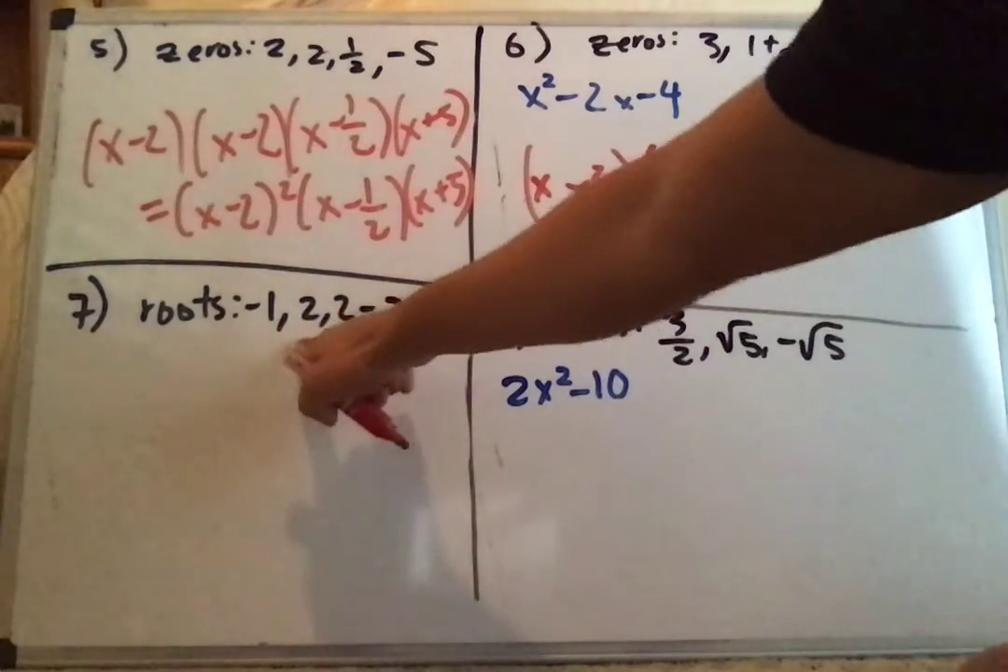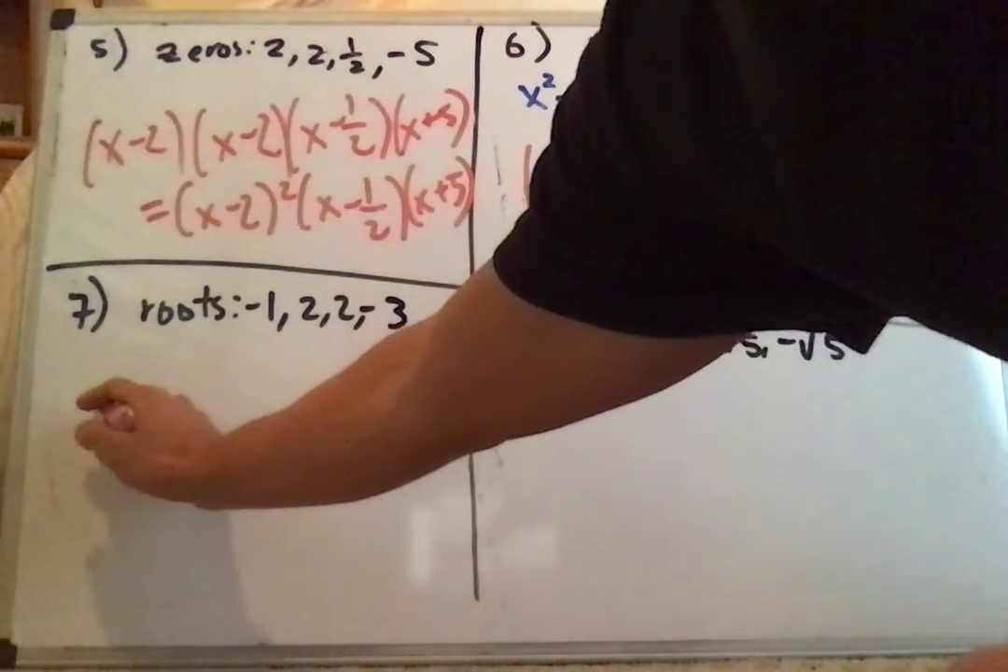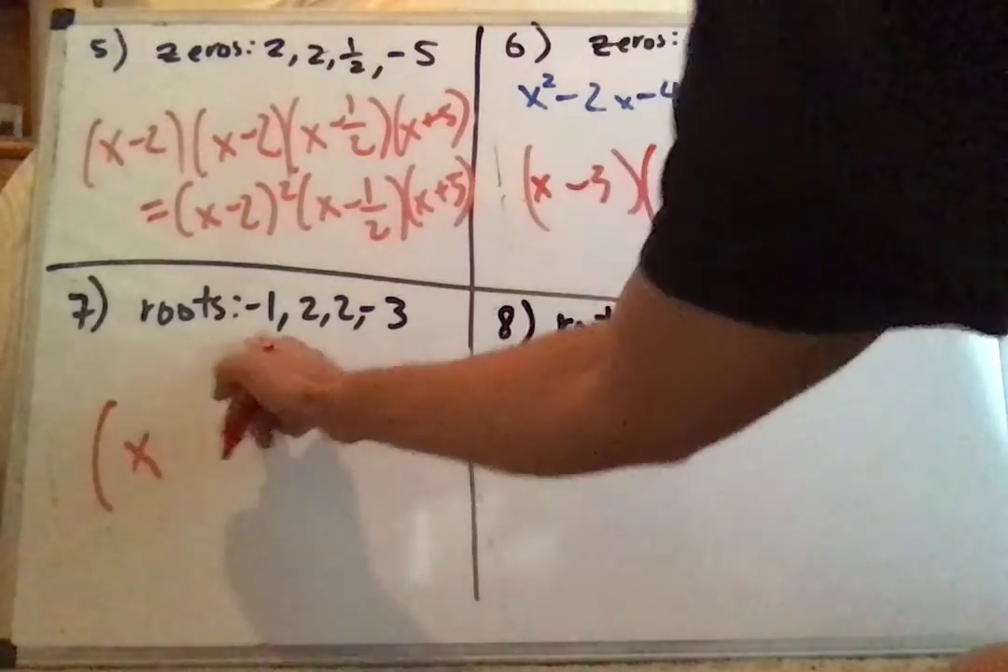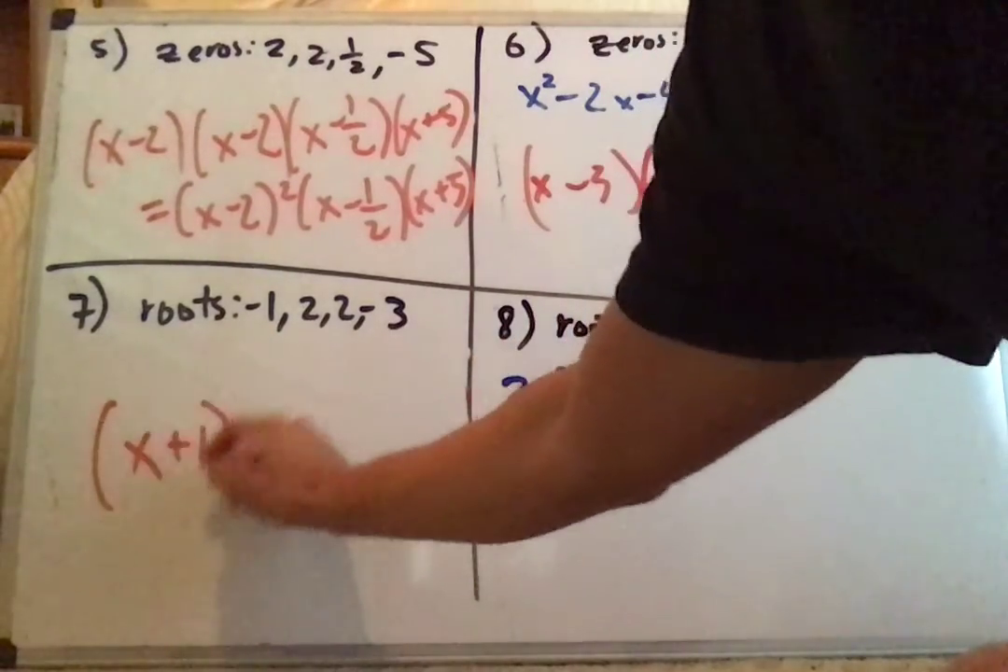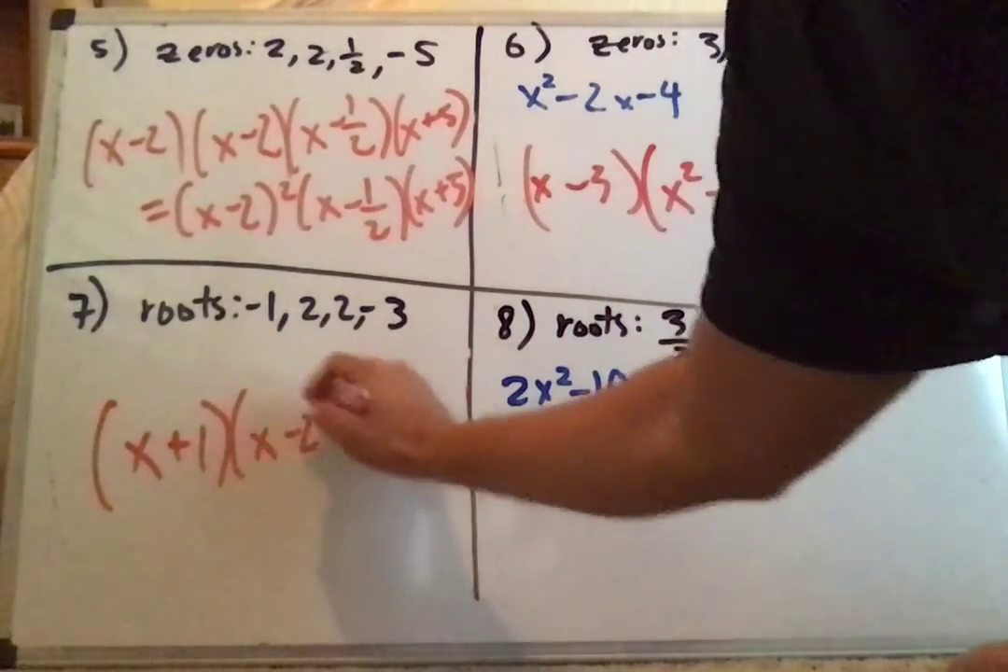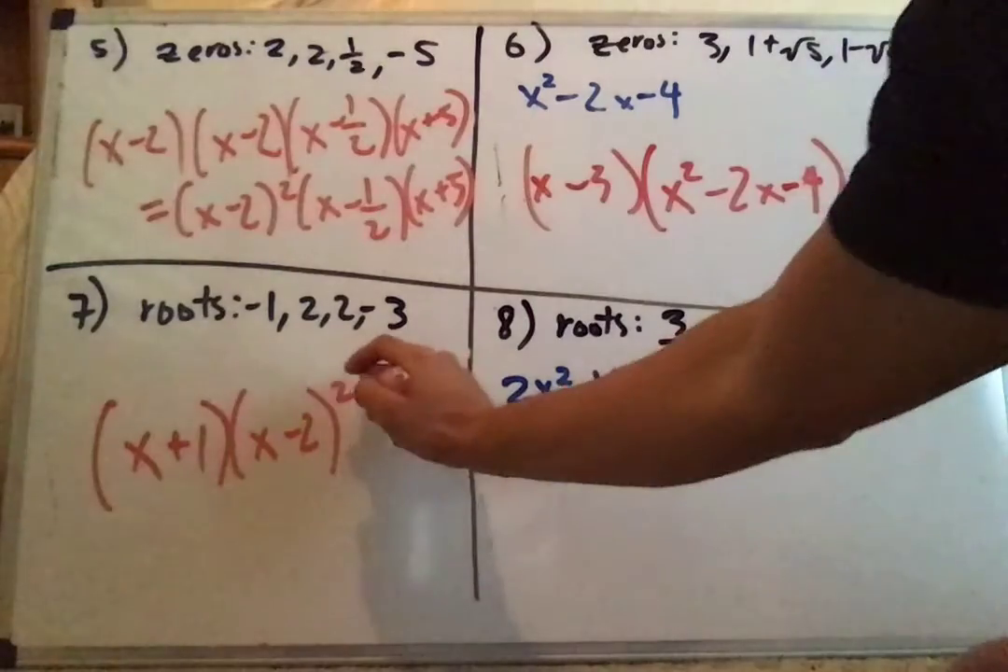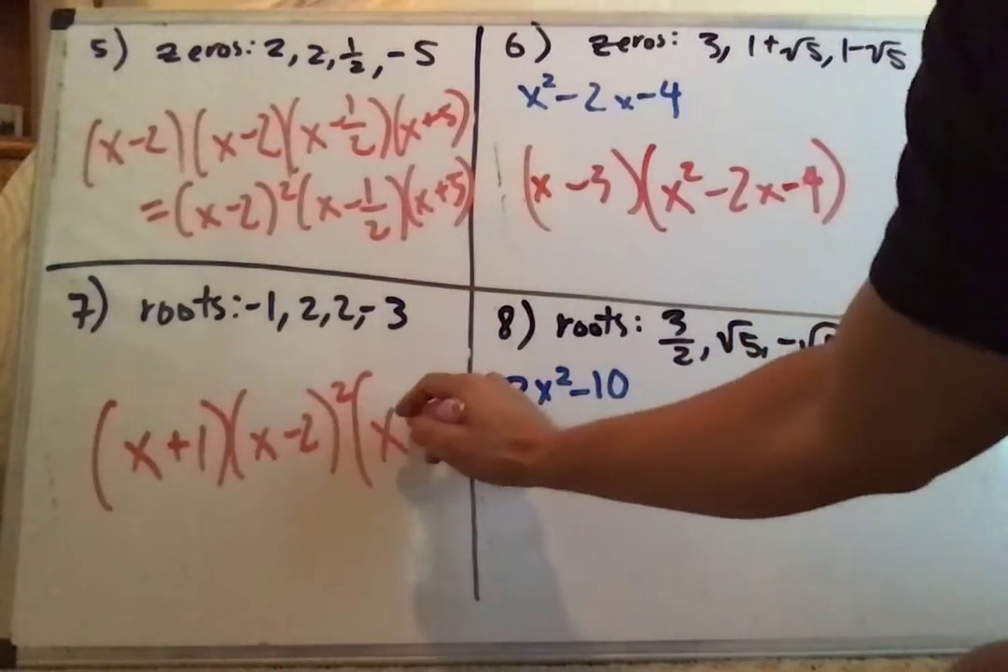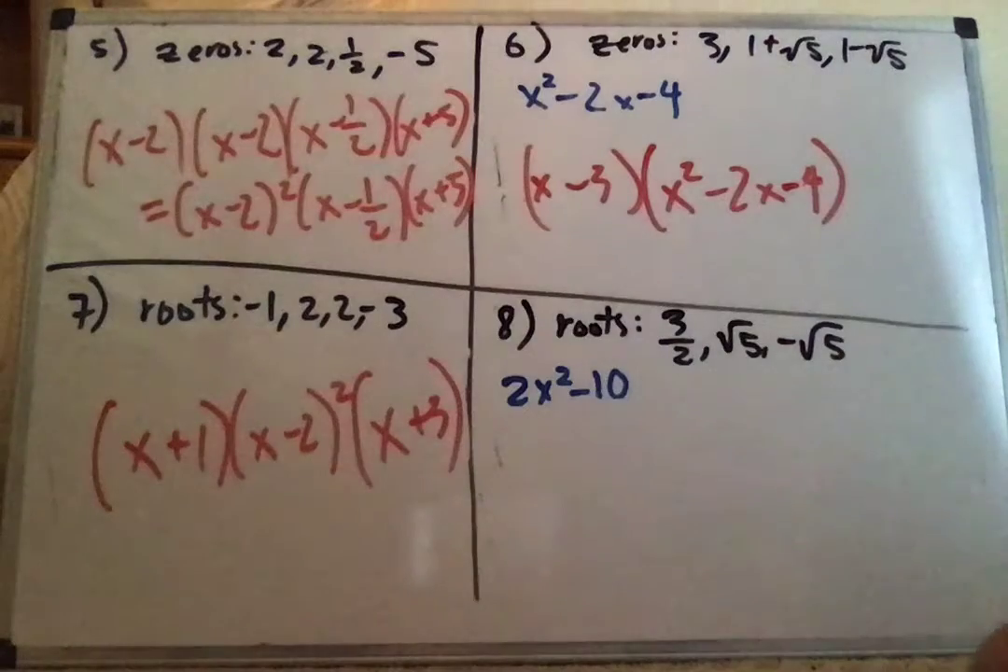Okay, number 7 is very easy, just like number 5. I got a negative 1, 2, 2, and a negative 3. So let me just skip straight to the end. x minus negative 1 is x plus 1. x minus 2 appears twice, so x minus 2 squared. And x minus negative 3 is x plus 3. And that is it. Done.